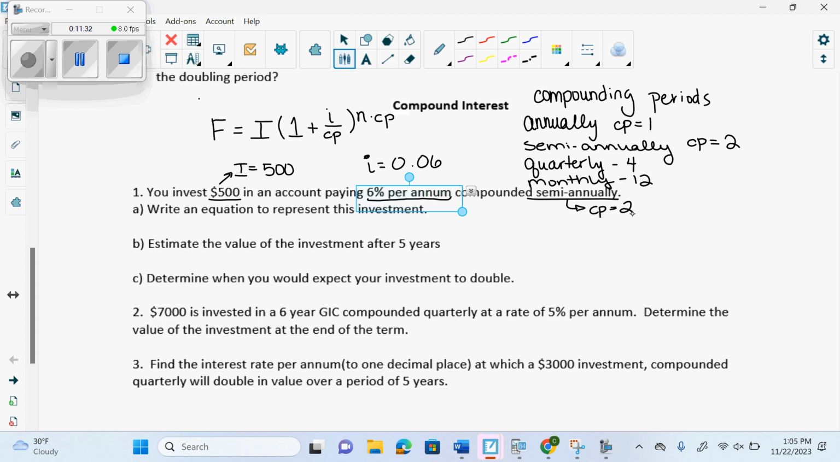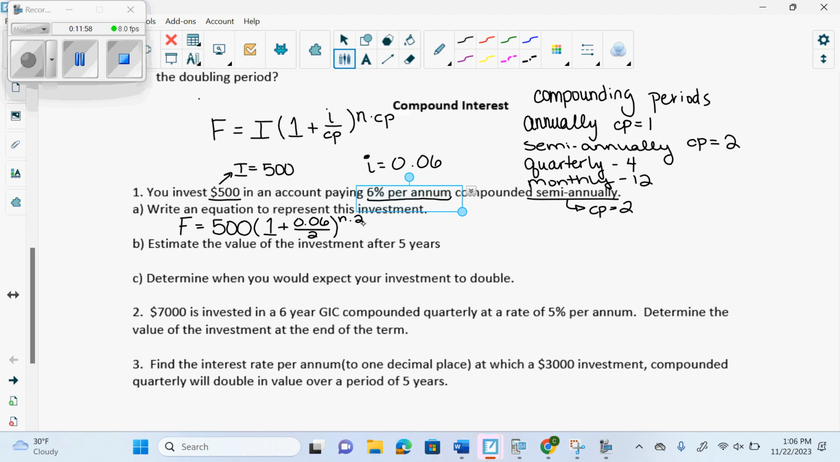And then write an equation to represent this investment. So if I don't have all the information, I'm just writing an equation. I'm not actually solving anything for this, right? So I would get final equals initial, which is 500, bracket 1 plus 0.06 divided by 2, and then n times 2.